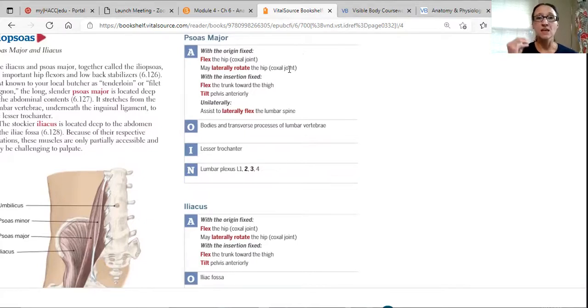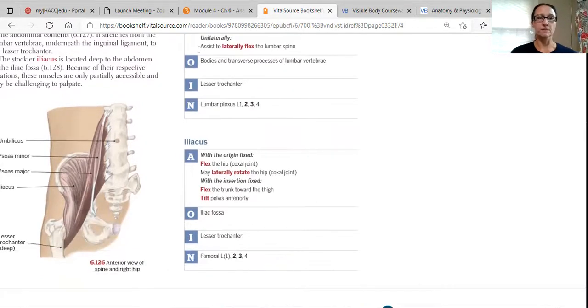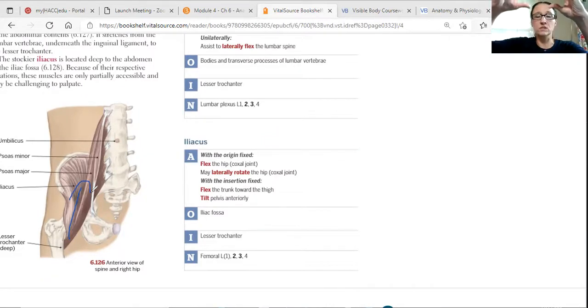Flexion of the hip is the main action of iliopsoas. These are powerful hip flexors, okay? Which makes sense because you are moving the insertion closer to the origin. So the lesser trochanter gets pulled towards the anterior and the whole hip goes into flexion. Okay, perfect.